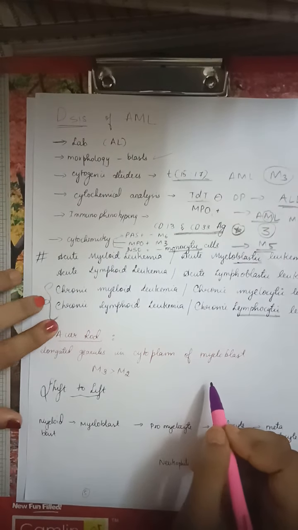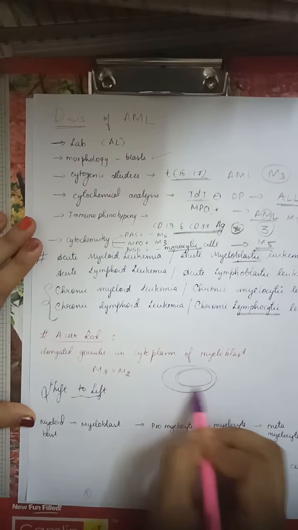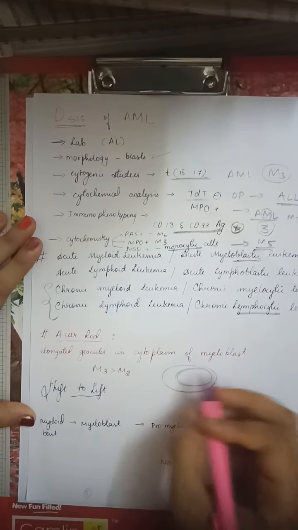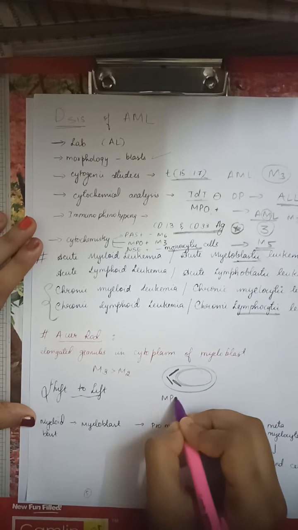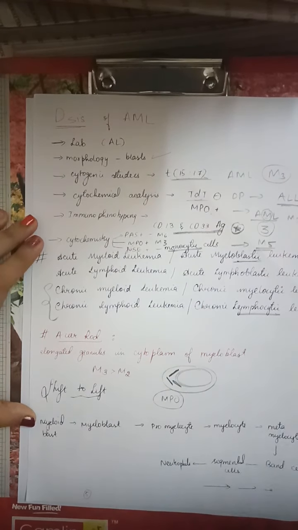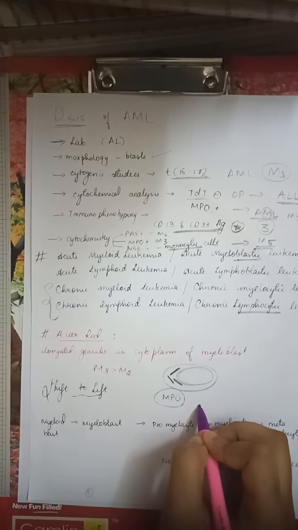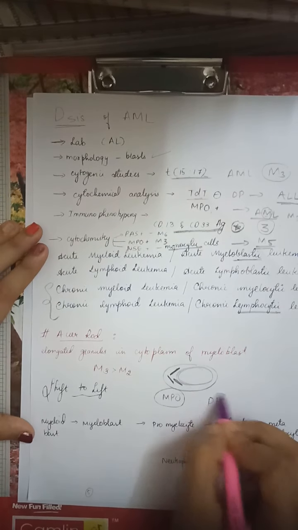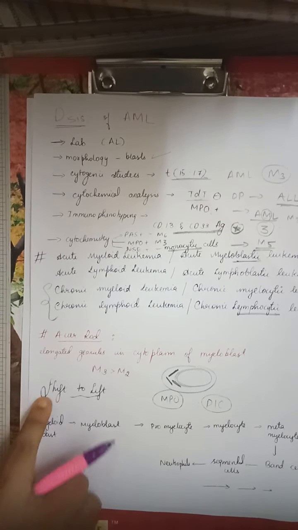And again, Auer rods, which are nothing but elongated granules in the cytoplasm. If you consider this entire cell as a myeloblast, these are Auer rods, which are nothing but MPO aggregates forming Auer rods. Once they enter the bloodstream, they can cause endothelium damage and DIC or bleeding. Then one more common word which we will hear is shift to left.